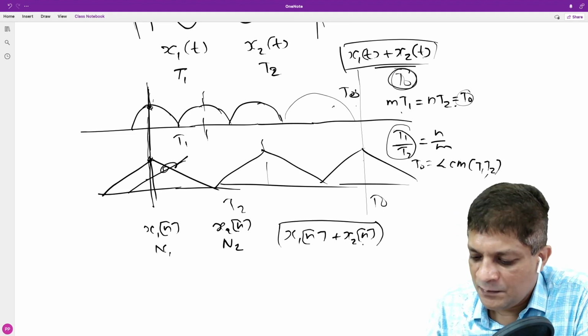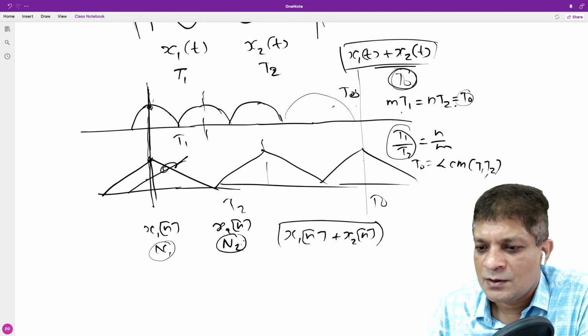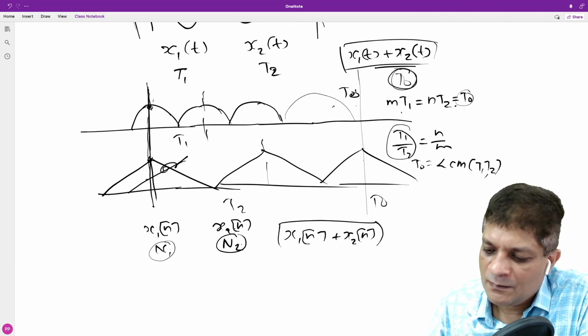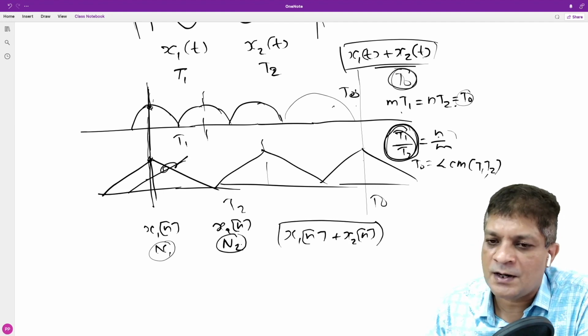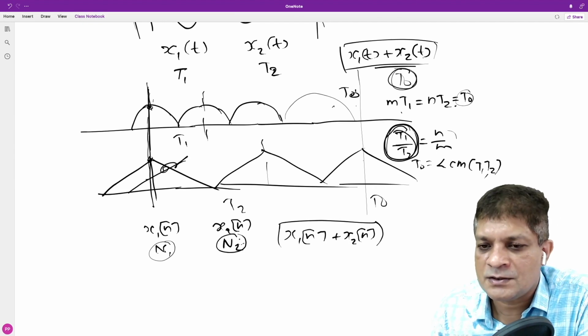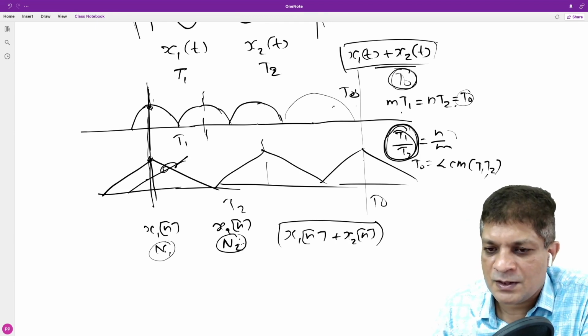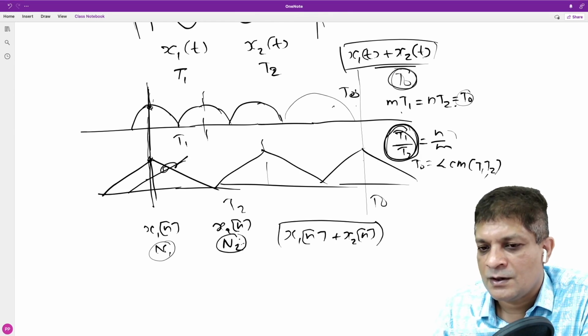Yes. It is easy to verify because N1 and N2 are integers. For a discrete time signal, these periods are integer values, so their ratio is a rational number, right? What is the condition for the sum of two periodic signals to be periodic? Their ratio must be a rational number. Since these two are integers, that condition is always satisfied for a discrete time signal. So the sum of two discrete time periodic signals is always a periodic signal.